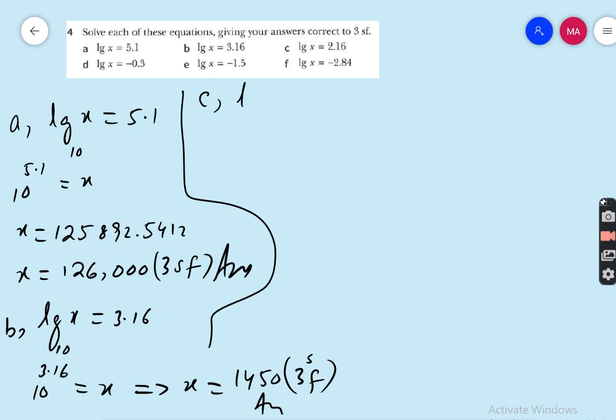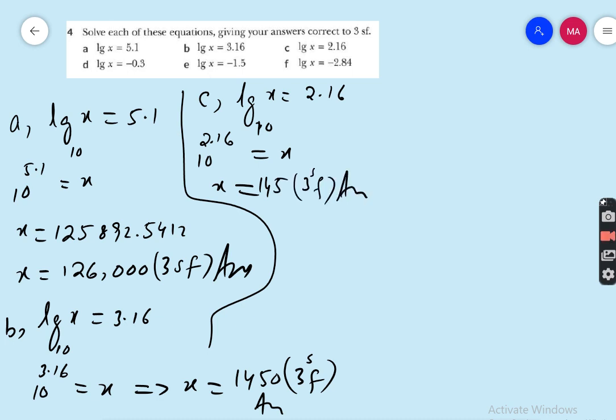Part C. Log x is equal to 2.16. This is base 10, so 10 to the power 2.16 is equal to x. So x is equal to 10 to the power 2.16, which is 144.54. So 145 is the 3 significant figures answer.